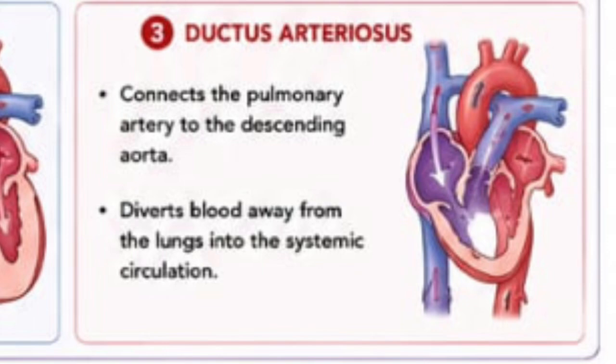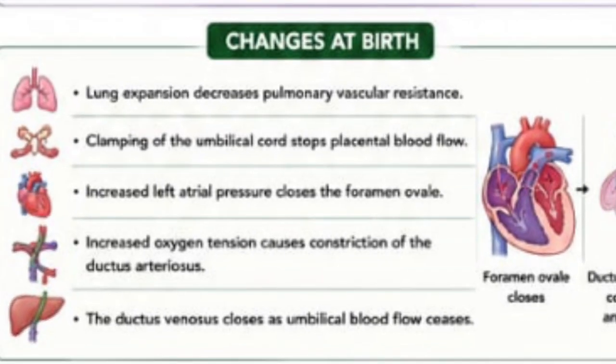What happens when, due to the pressure in the pulmonary trunk being low, it shunts it into the what? Aorta, through the ductus arteriosus. So what are the changes that occur here? What are the changes that occur at birth?